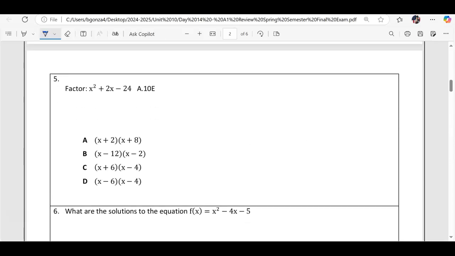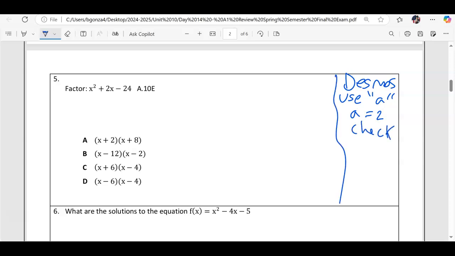All right, we want to factor. Now, once again, you can do Desmos, you can use A and then set A equal to 2 and check. That's one way you can do it. The other way we can do it is what are the factors of the C value that add up to make the B value?